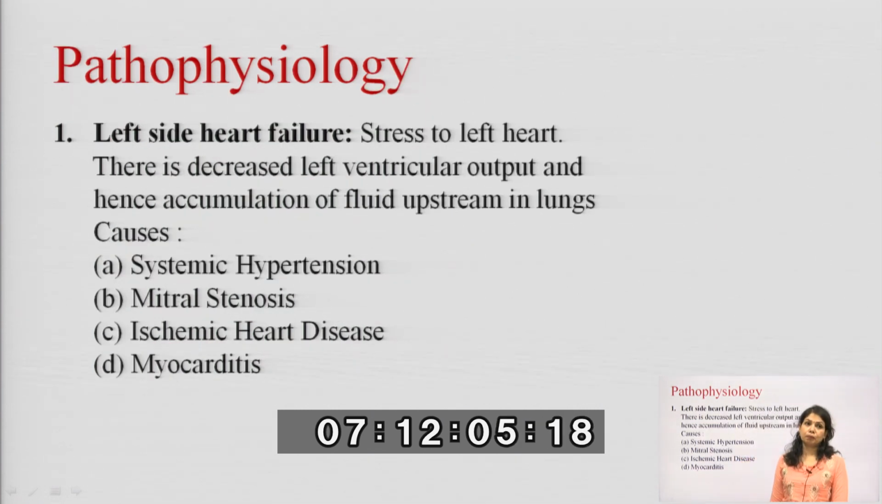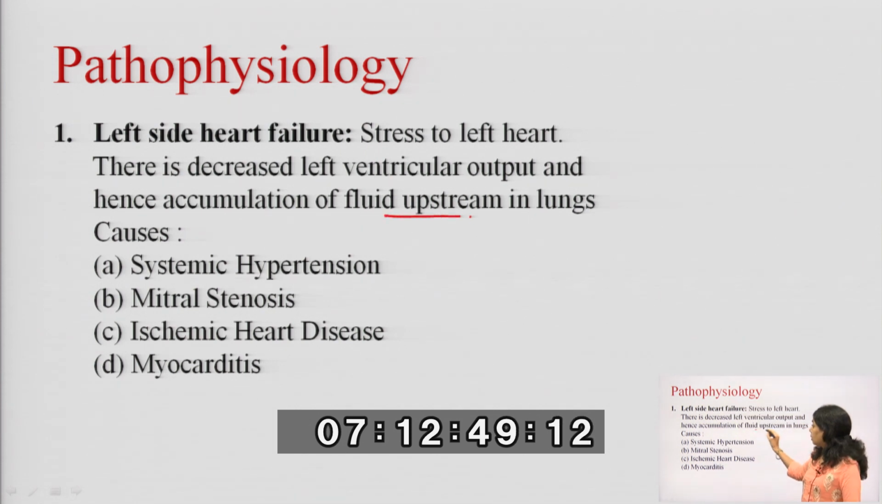Okay. Next is the pathophysiology. In the pathophysiology, we will deal with the different types of heart failure, that is, left side heart failure, how it occurs, and right side heart failure. So, stress to the left heart leads to left side heart failure. There is decreased left ventricular output, and hence accumulation of fluid upstream in the lungs. What does this mean?